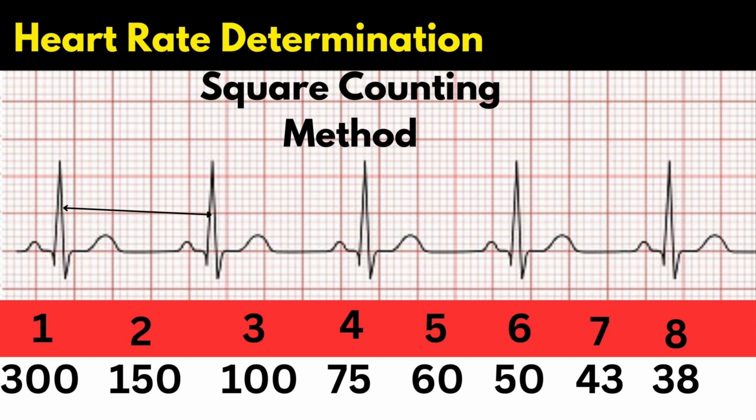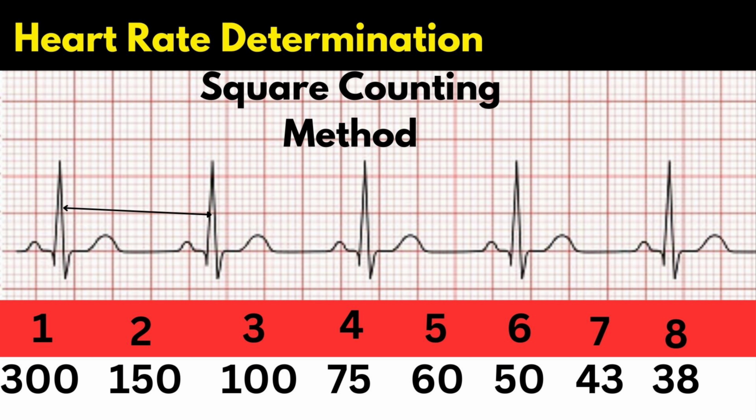Now if you look at this ECG, there are 1, 2, 3 and almost 4 large boxes between the QRS complexes. So the rate of this ECG is 75 beats per minute. This is the simplest method.